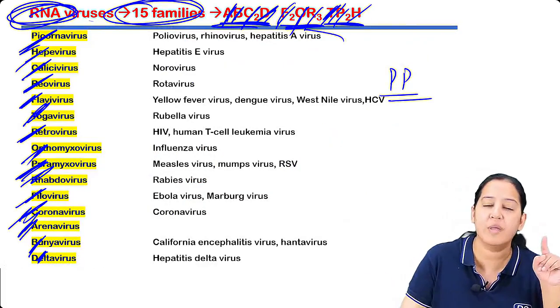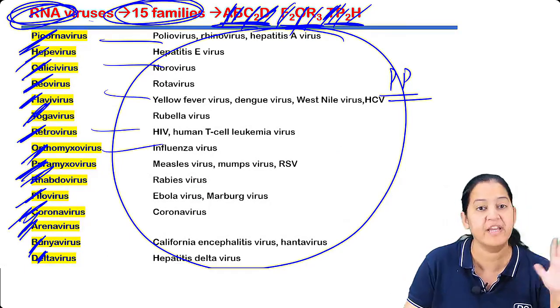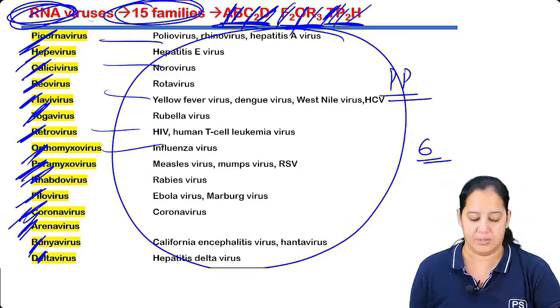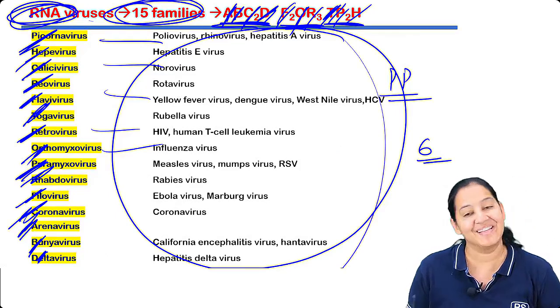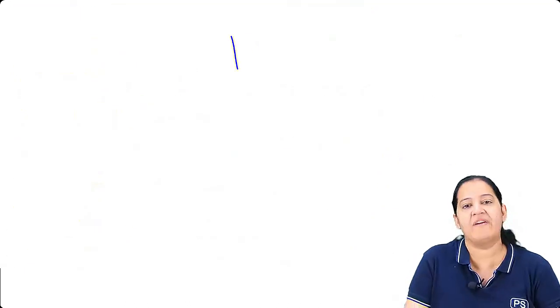Now you should know the members inside each family, but I'm not reading it. One by one, I will take it and teach you. From here, I will teach you 6. I will not teach you all 15. The 6 important ones we will say. 6 from here, 6 from here. 12 viruses I have to teach you today.